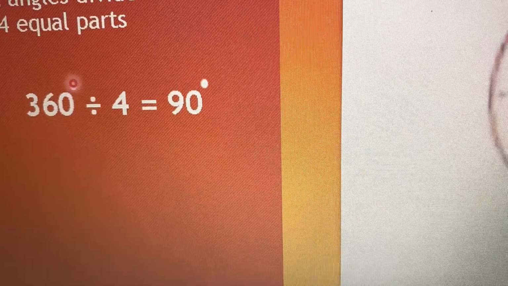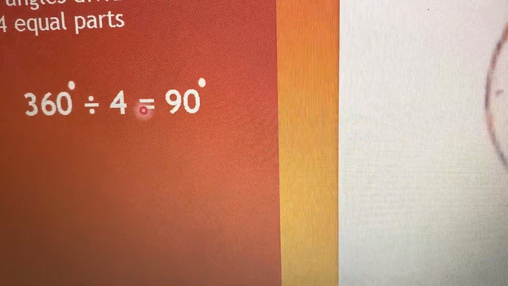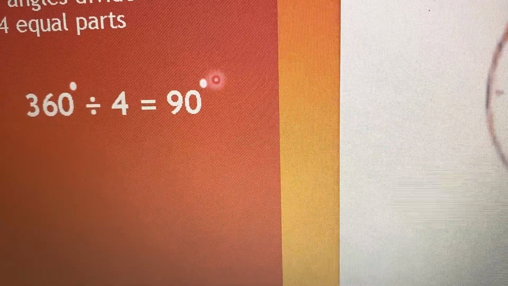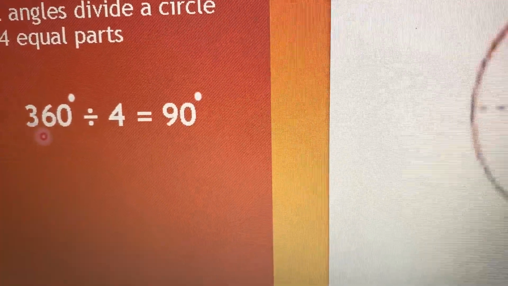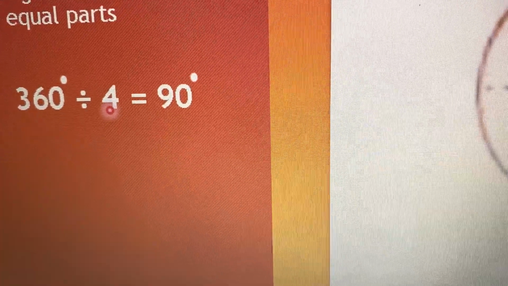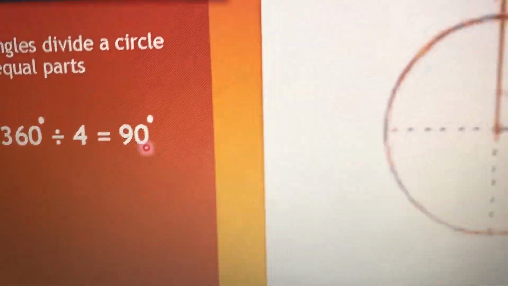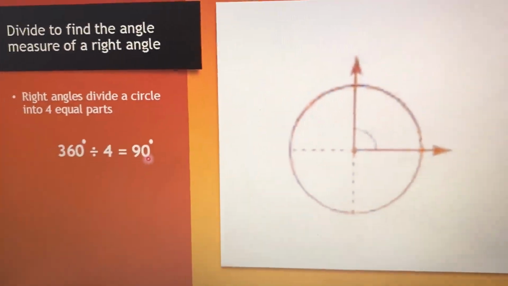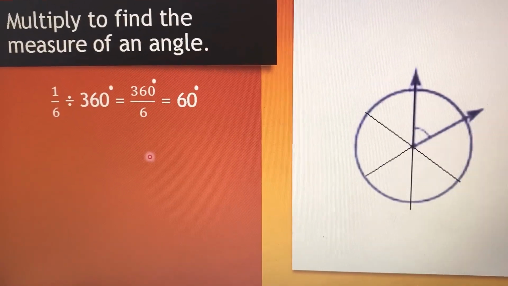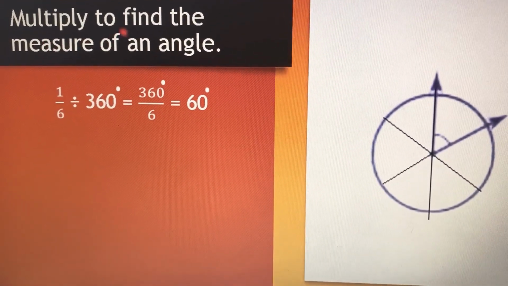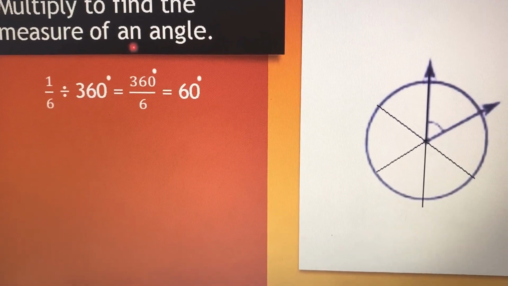360 degrees divided by 4 equals 90 degrees. So 36 divided by 4 equals 9, and place the 0 down. Or I can use multiplication to find the measure of an angle.